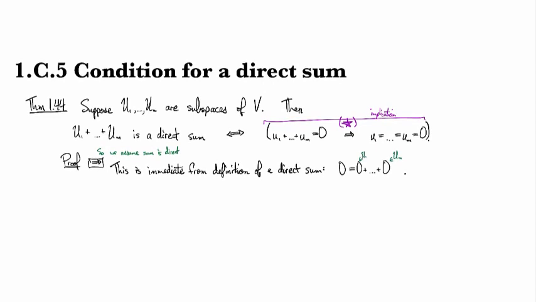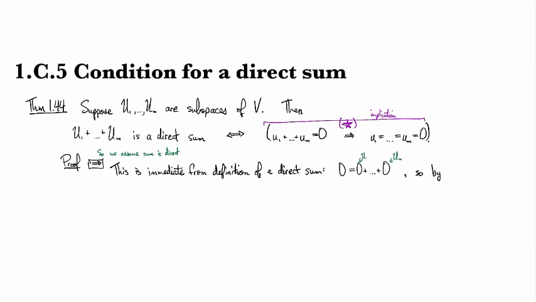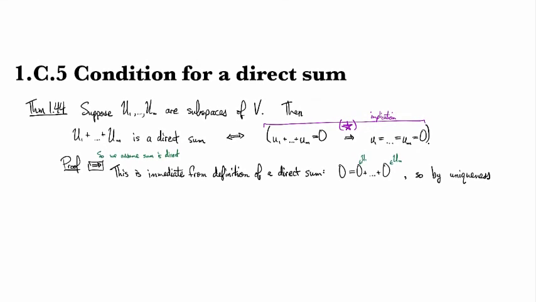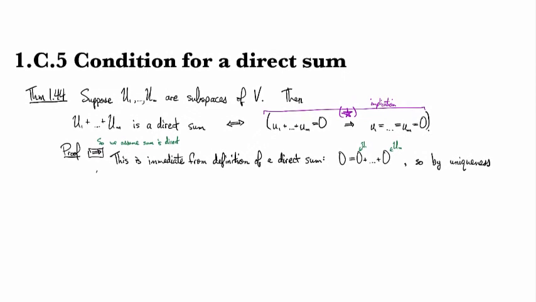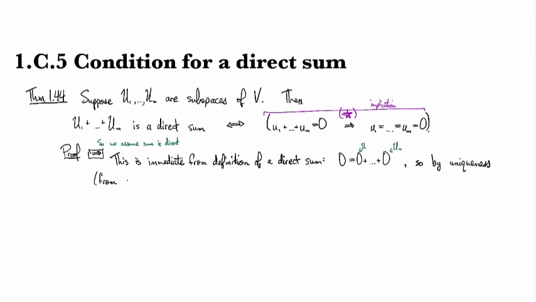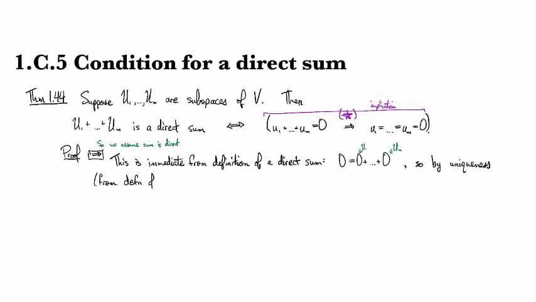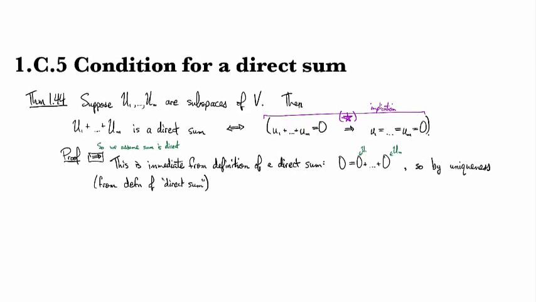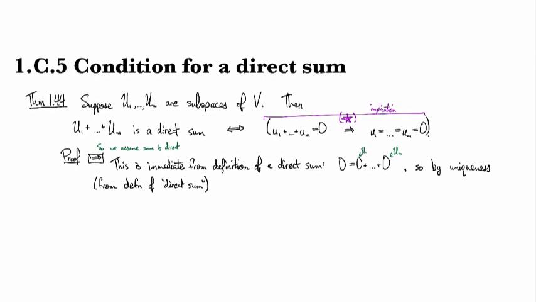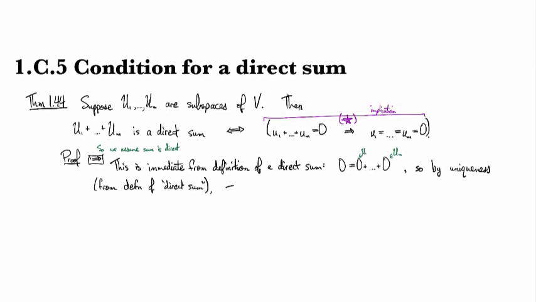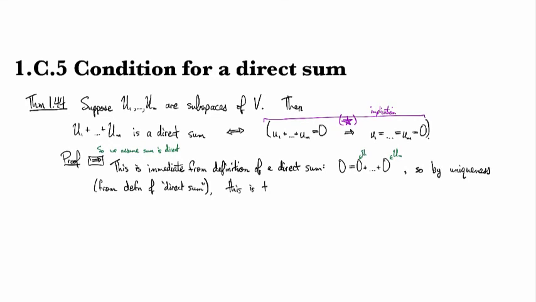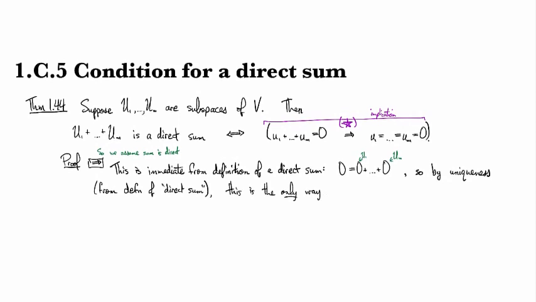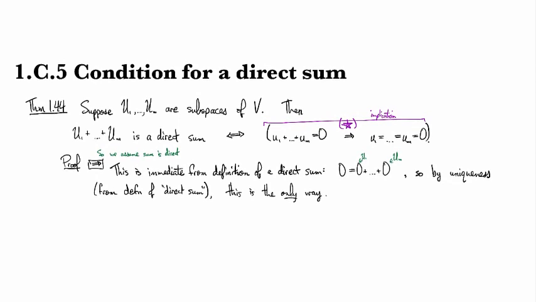Okay, let me just write down. By uniqueness, which comes in the definition of a direct sum, this is the only way to express 0. Okay.